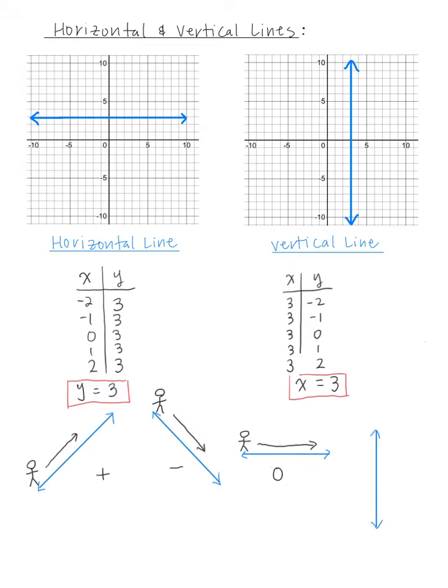So far, think of it in this way. If I'm climbing upward, slope is positive. If I'm climbing downward, my slope is negative. If I'm walking on the flat road, my slope is 0.